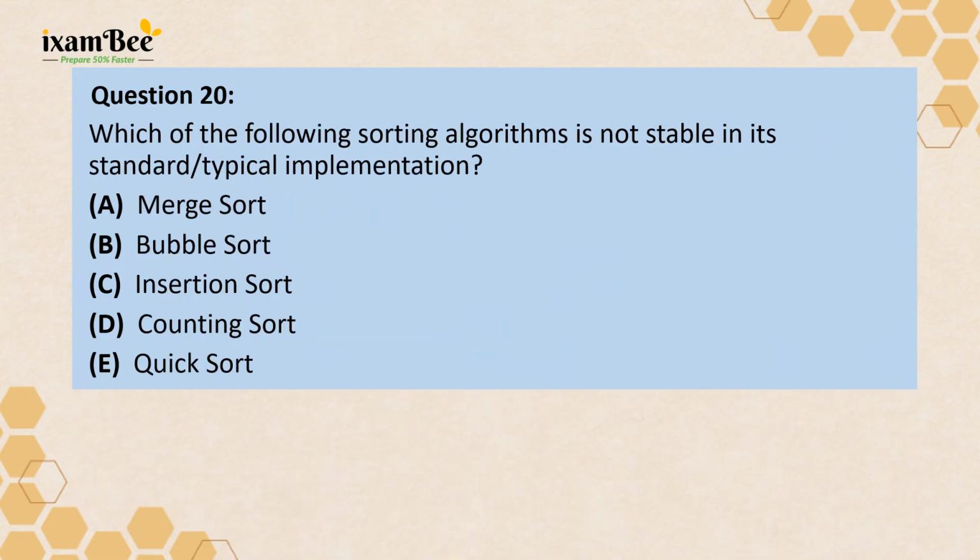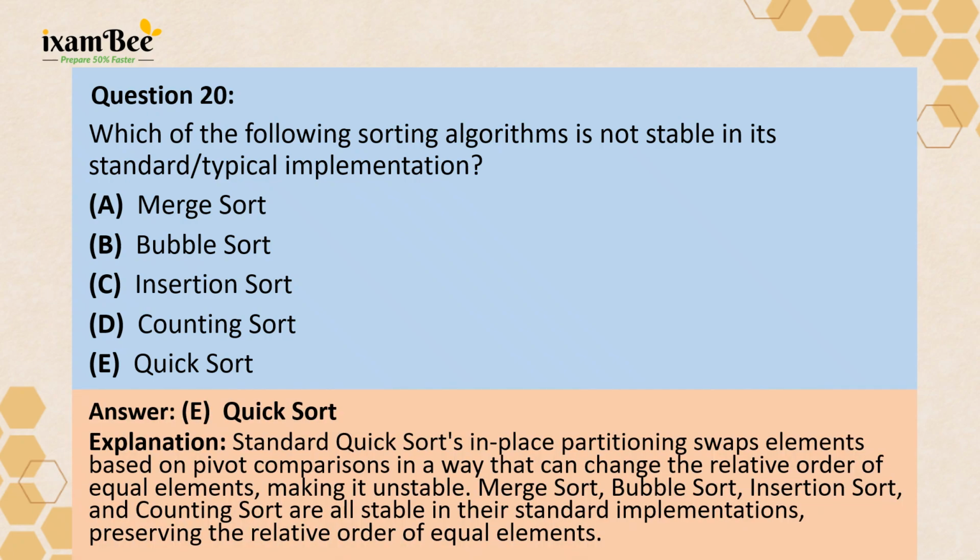In the next question, we have: which of the following sorting algorithms is not stable in its standard typical implementation? Here, the correct answer is option E, which is quicksort. Stability means that two equal elements keep their original relative order after sorting. Standard quicksort's in-place partitioning works by swapping elements around a pivot based on comparisons, and those swaps can end up reordering two equal elements relative to each other, which breaks stability.